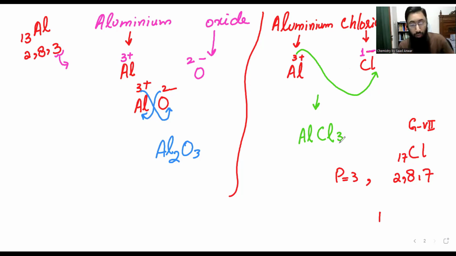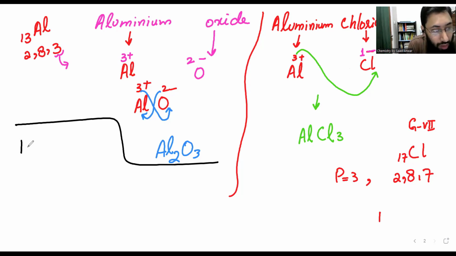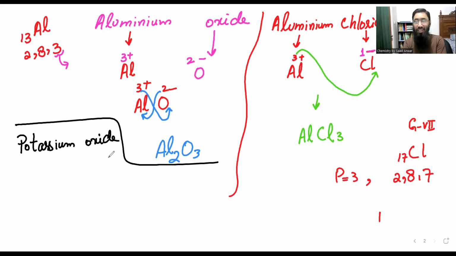Okay, one more. Potassium oxide. Help me to write the formula of potassium oxide. From which group does potassium belong? How many electrons are in its outermost shell?